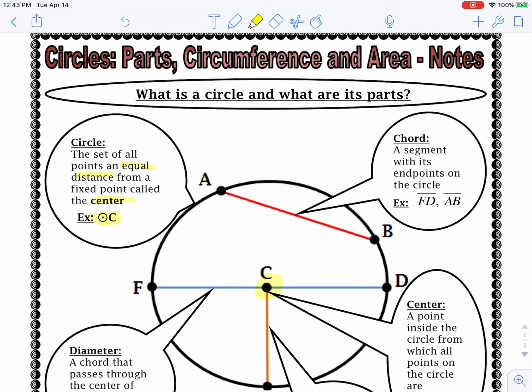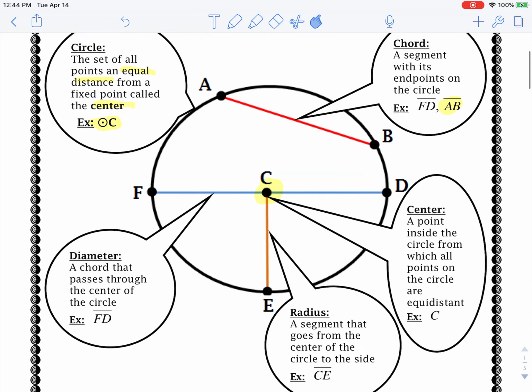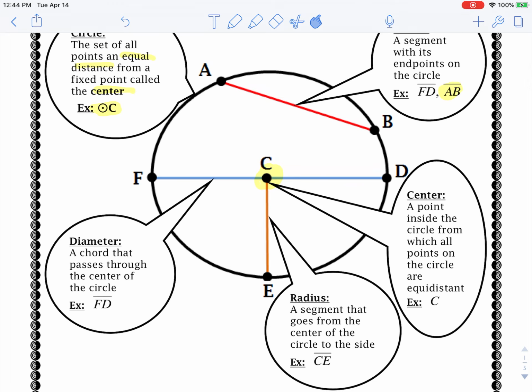A chord. A chord is a segment with its endpoints on the circle. So AB is a chord. FD is a chord. The center is the point inside the circle where all points on the circle are equidistant. In this case, the center is C.